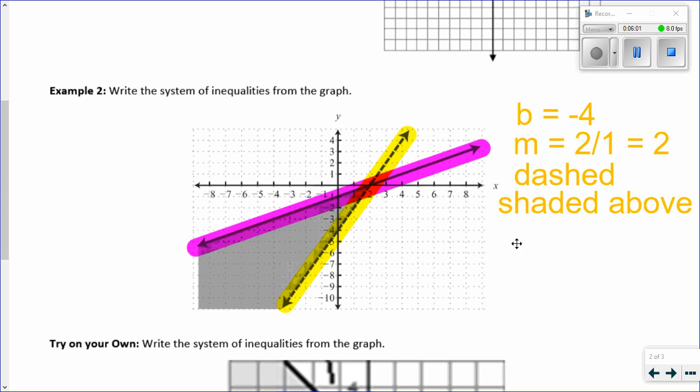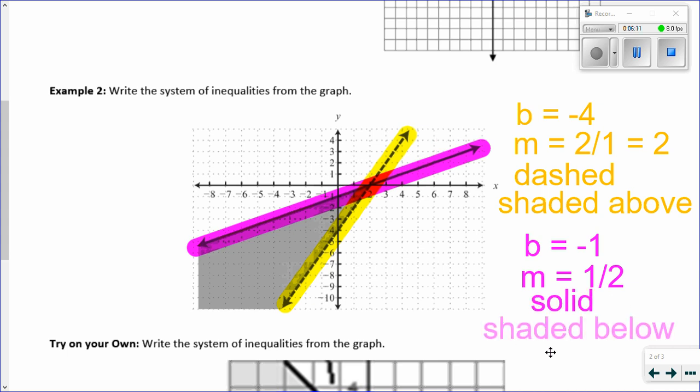The y-intercept here is -1. The slope is actually 1 over 2, so it's 1/2. It is solid, and it's shaded below the line down here. Okay? So that means I'm going to have y is less than or equal to, because it's solid, it's the equal to part, shaded below means less than, 1/2 x minus 1. So then I just write it as my system, and those are my two inequalities that make this system on the graph.